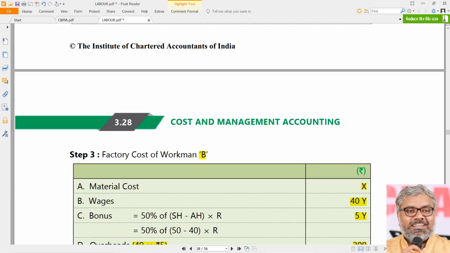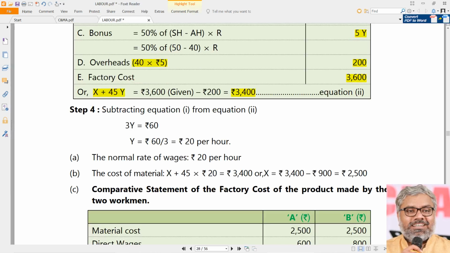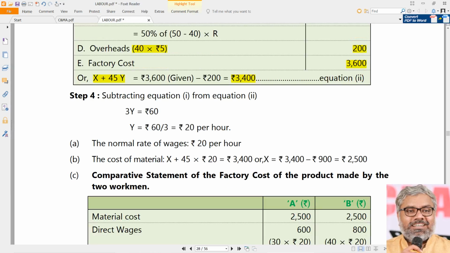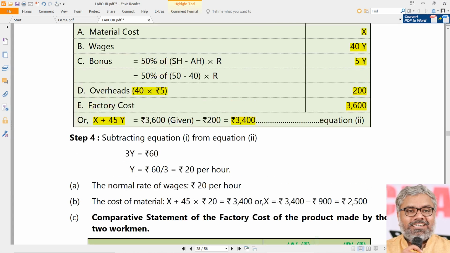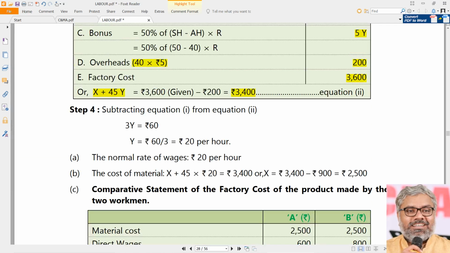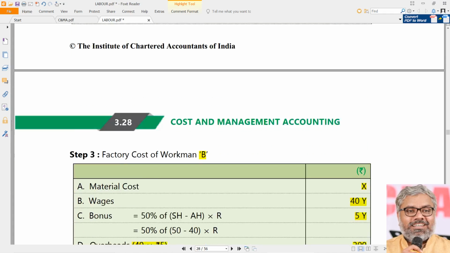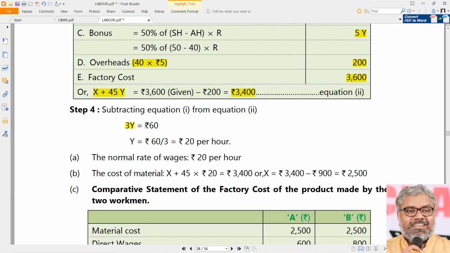When you have two equations, X plus 42Y is equal to 3340, and X plus 45Y is equal to 3400, you can do anything. Subtract, let us say, equation 1 from equation 2. X and X will go. 45Y minus 42Y will be 3Y. 3Y will be equal to what? 3400 minus 3340, that becomes 60. So Y will be how much then? Naturally 20 rupees per hour.